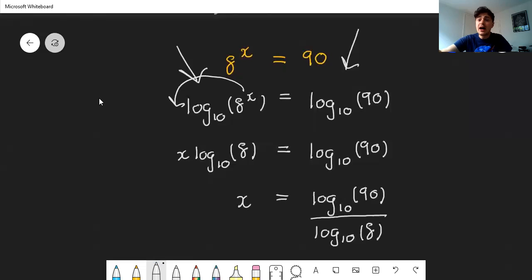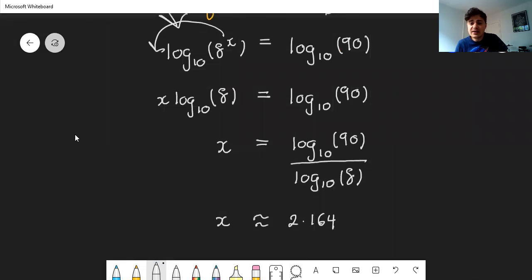When you've got a power inside the brackets there, you can take that power out to the front of the logarithm. And we really just have an algebraic equation here. So I can get this x by itself by dividing through by log to the base 10 of 8. And that gives me log to the base 10 of 90 divided by log to the base 10 of 8. And if you put that into your calculator, you get a number, 2.164, if we round to 3 decimal places.